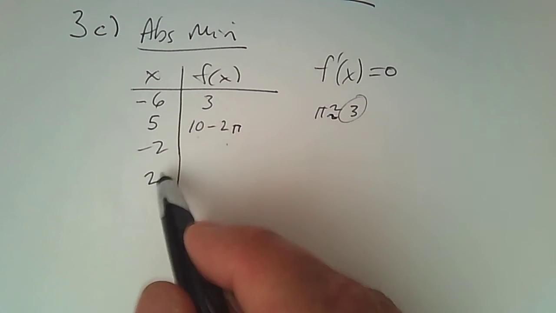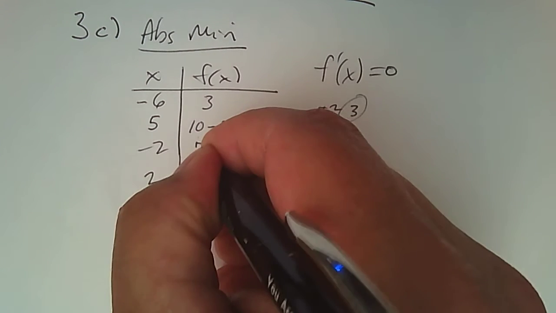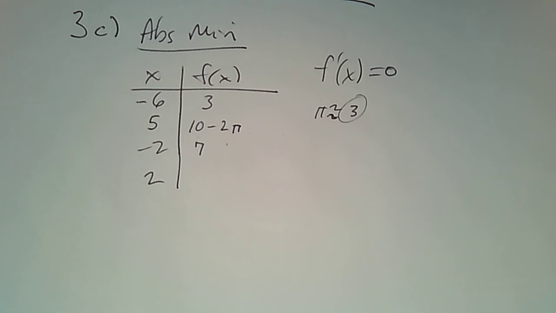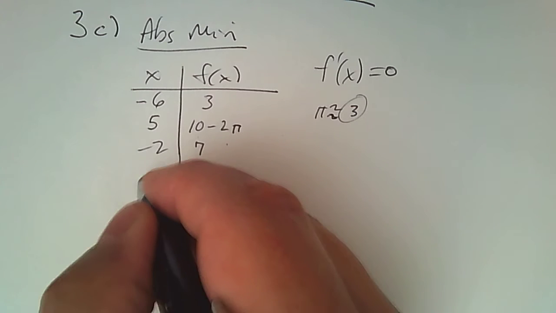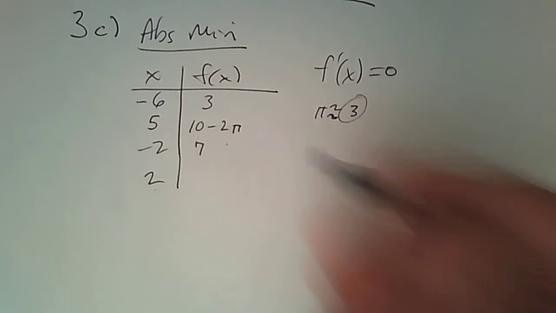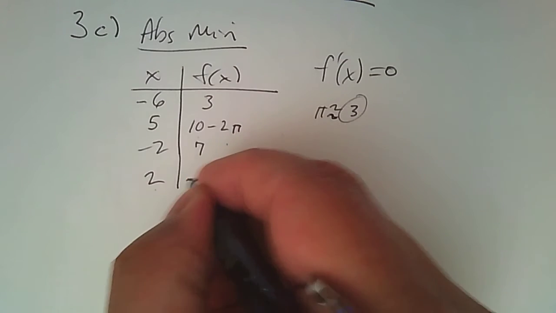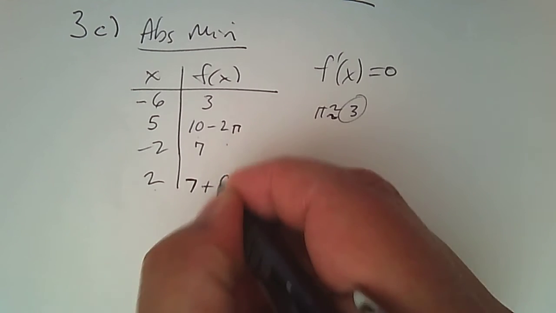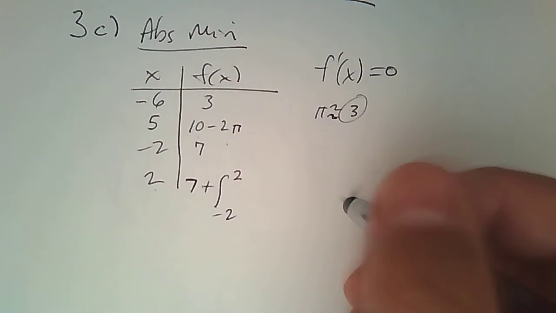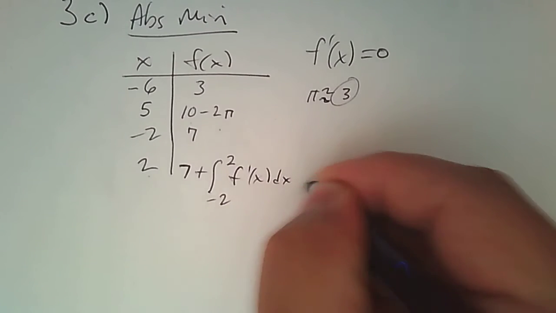Now there are 2 I haven't found yet. One is at -2. Well, that's given in the question. It says f at -2 is 7. And there's one I still need to find, and that's at +2. So let's find that right now. To find that, we'll do what we did in part A. So start with the information given, which is 7. And then I'm going to integrate from -2 to 2. And then find that answer.